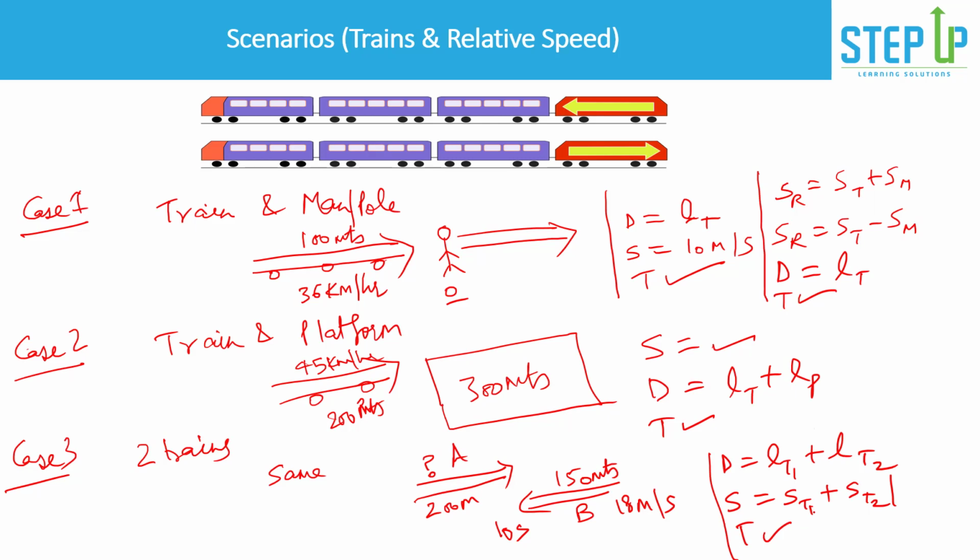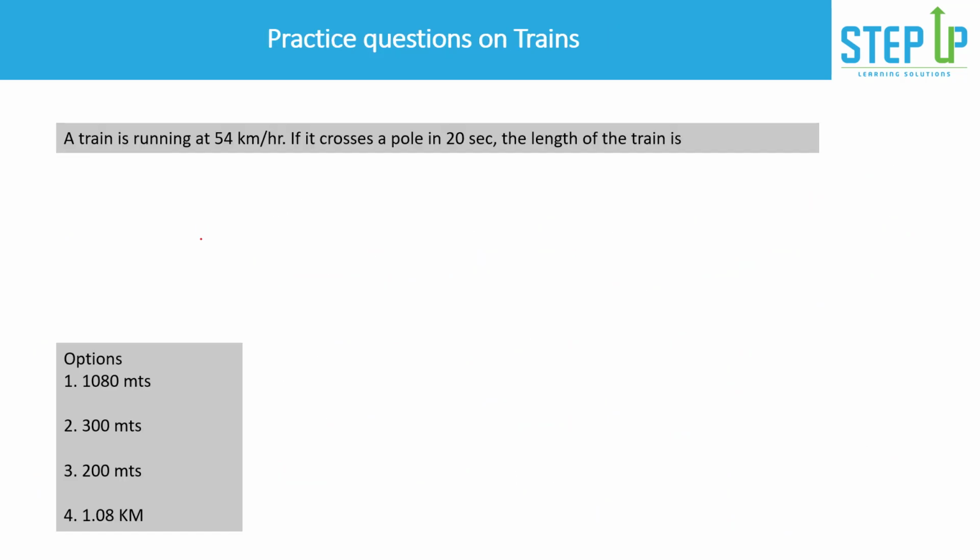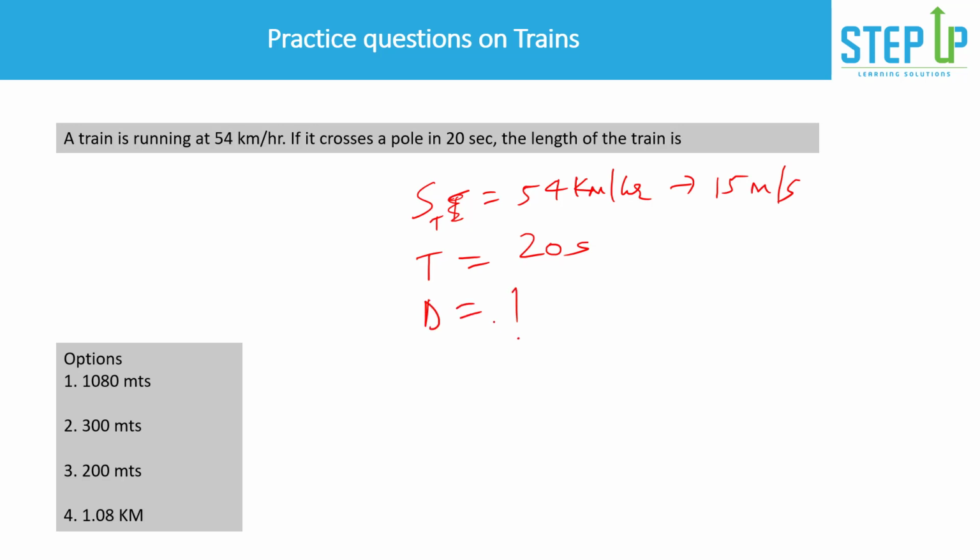Let's solve a couple of questions to further this understanding. So we are given this first question. It says a train is running at 54 km per hour. If it crosses a pole in 20 seconds, the length of the train is. Now very simple. The train speed is given, so ST is given to us, right? So ST is given as 54 km per hour. You should orally know this. 54 is nothing but 15 meters per second, or 54 into 5 by 18, you get 15 meters per second. You are already given a time, which is it crosses a pole in 20 seconds. Okay, so what you have to calculate is the distance, right?